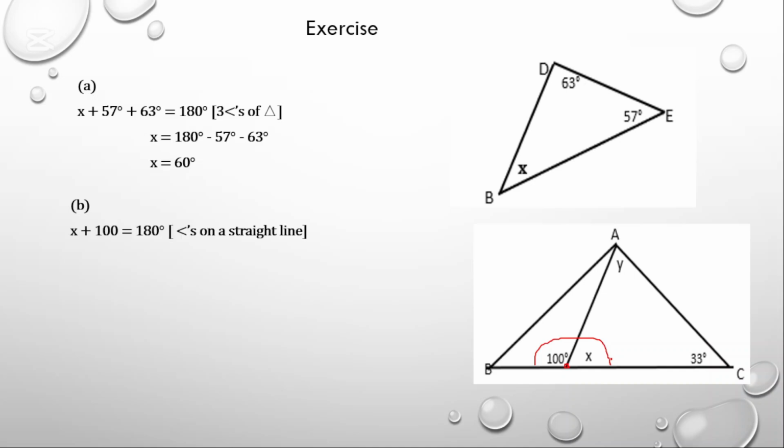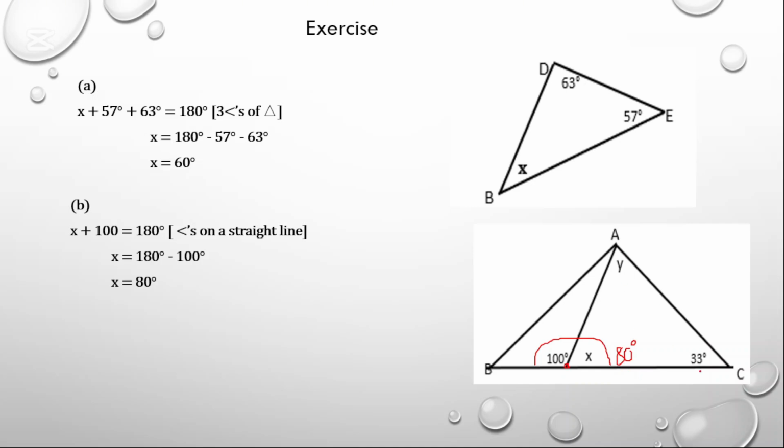So we start over here and we say x plus 100 is equal to 180. Reason: angles on a straight line. And in the next step, we will subtract 100 from 180, and your answer is equal to 80. So now we know that this angle is 80. Okay, where can I write the 80 over here? 80 degrees.